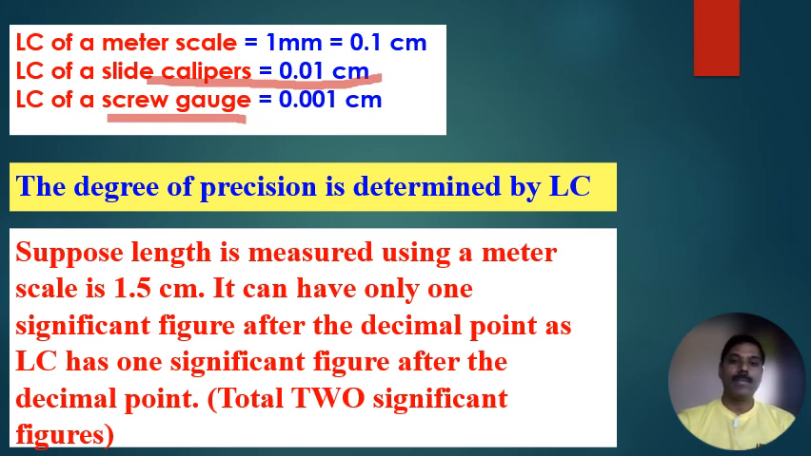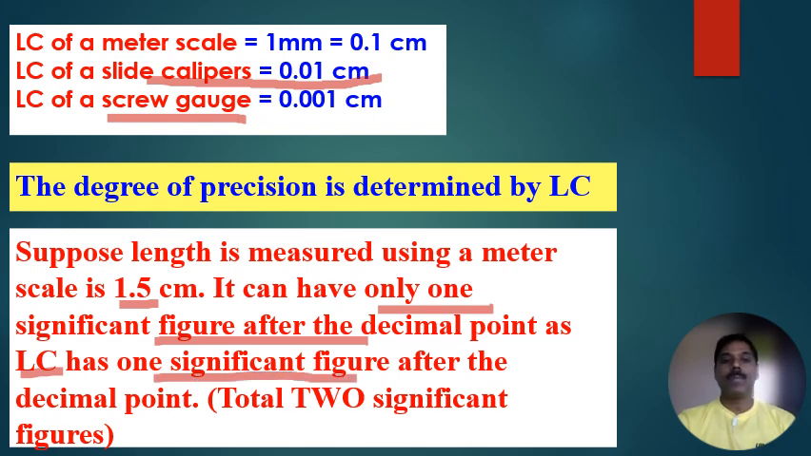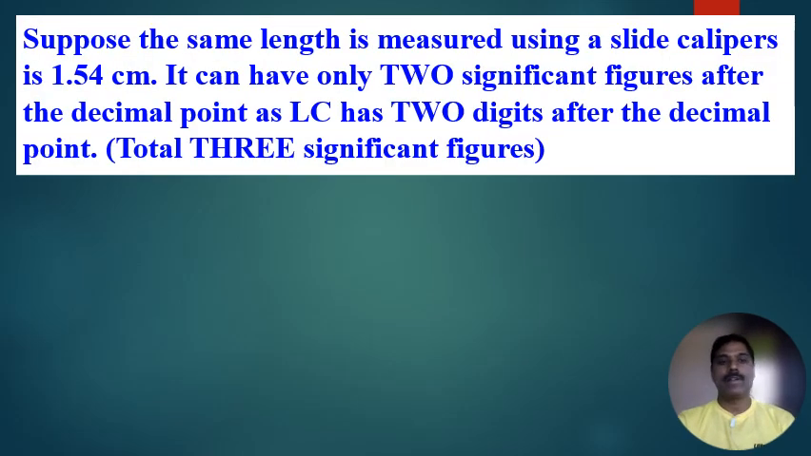Suppose the length is measured using a meter scale, which is 1.5 centimeter. It can have only one significant figure after the decimal point, as LC has one significant figure. So one should not express the value as 1.515354 centimeter, because the least count has only one significant figure after the decimal point for the meter scale. So totally 2 significant figures.